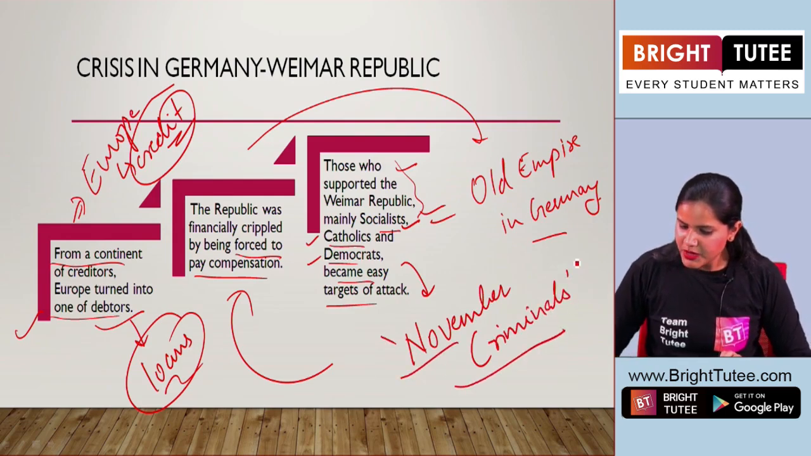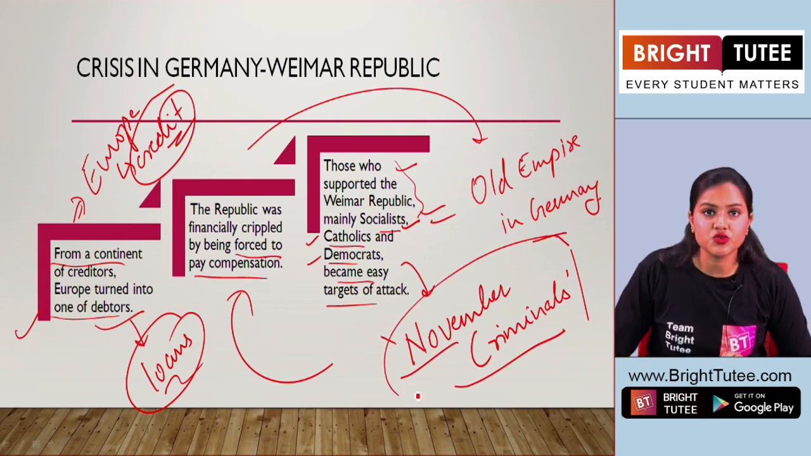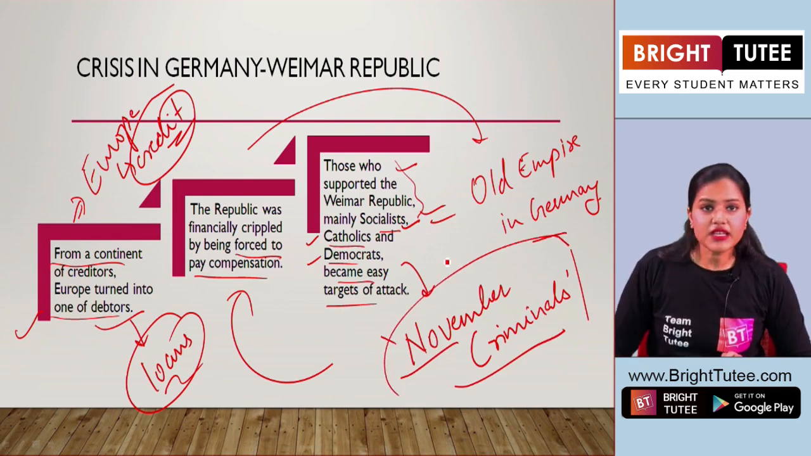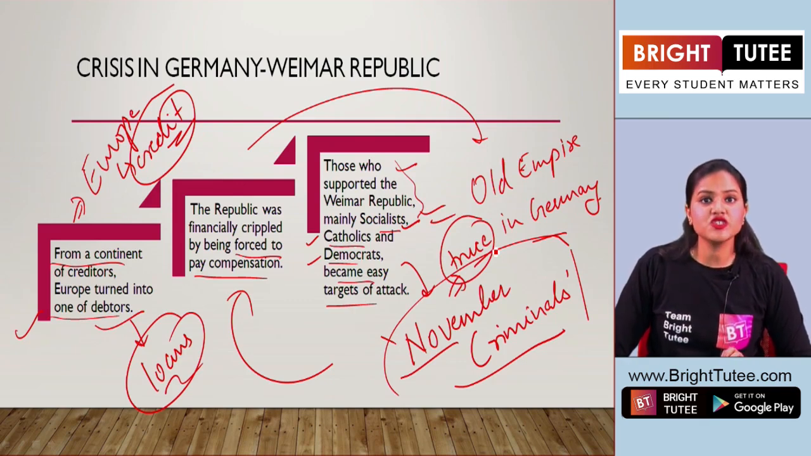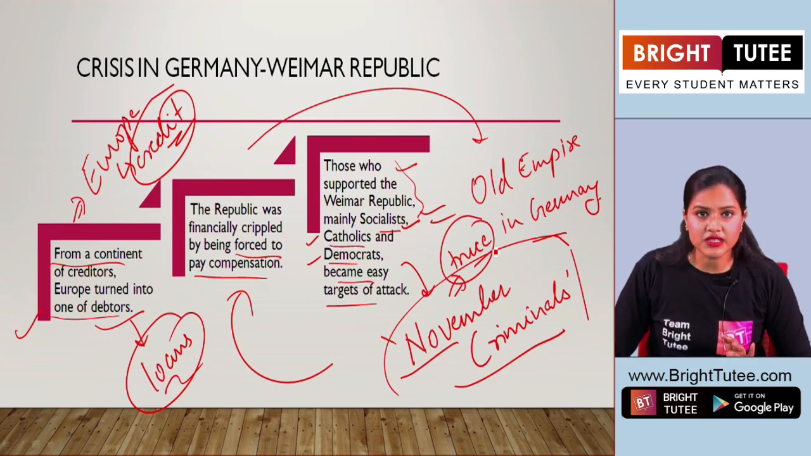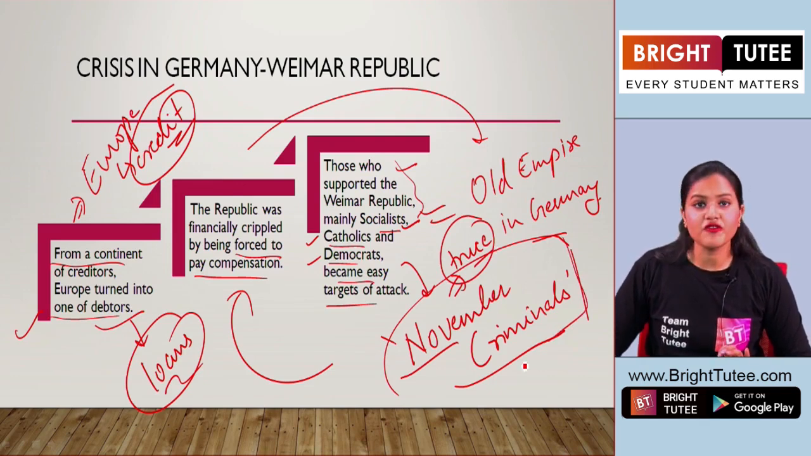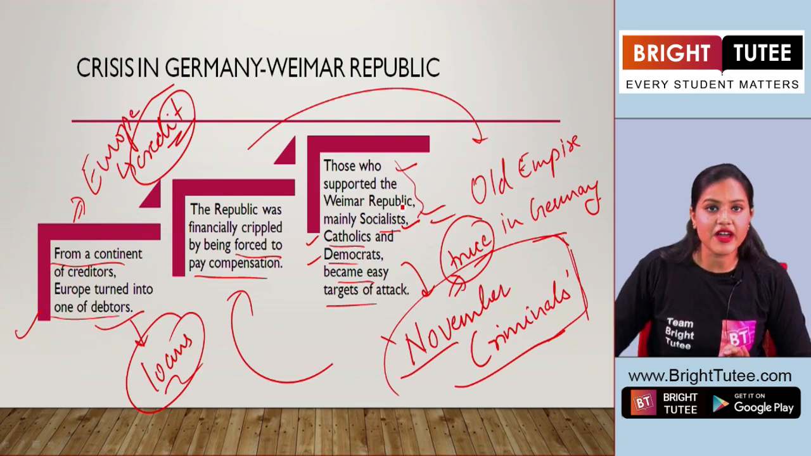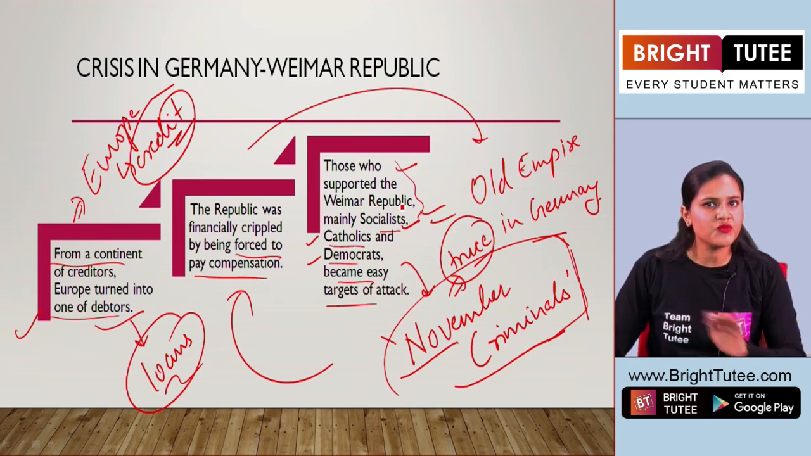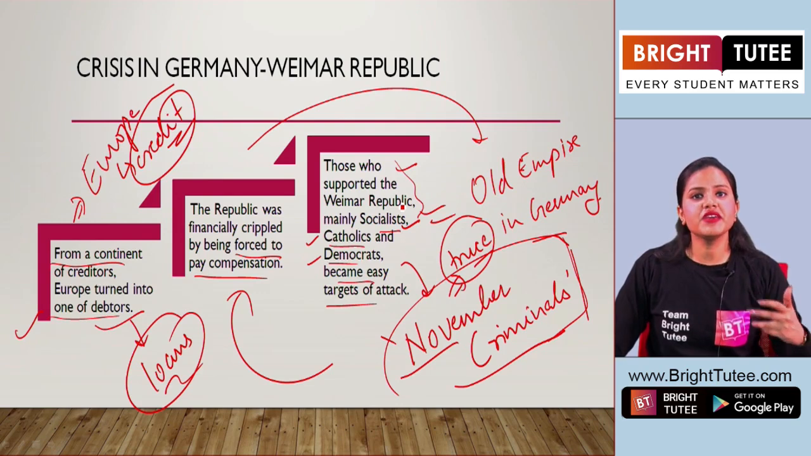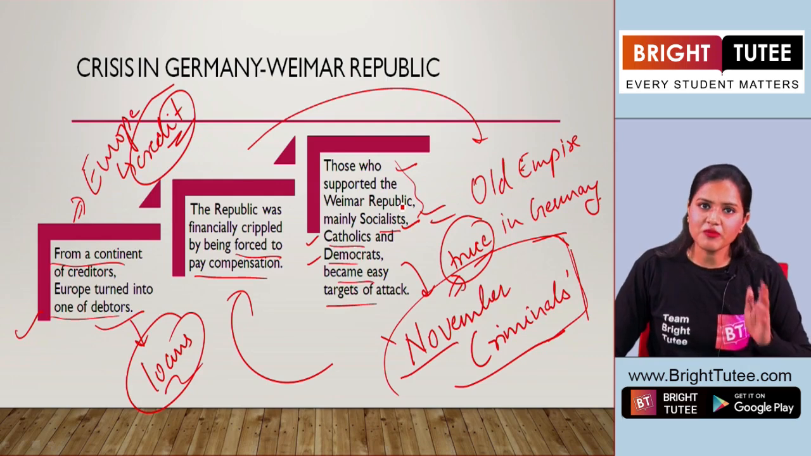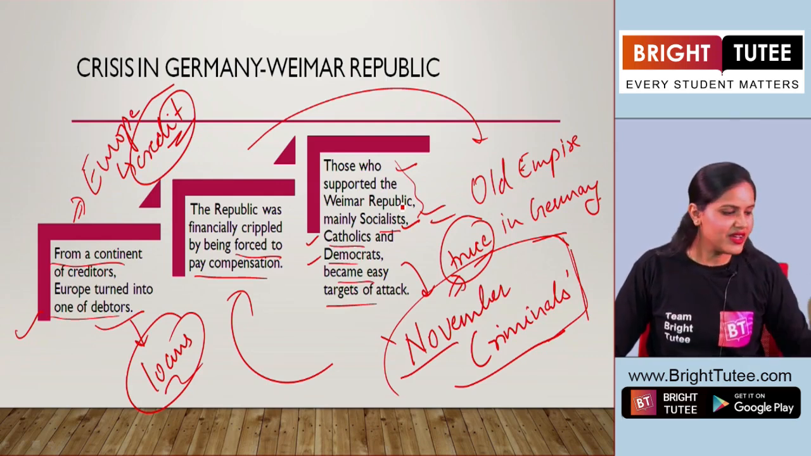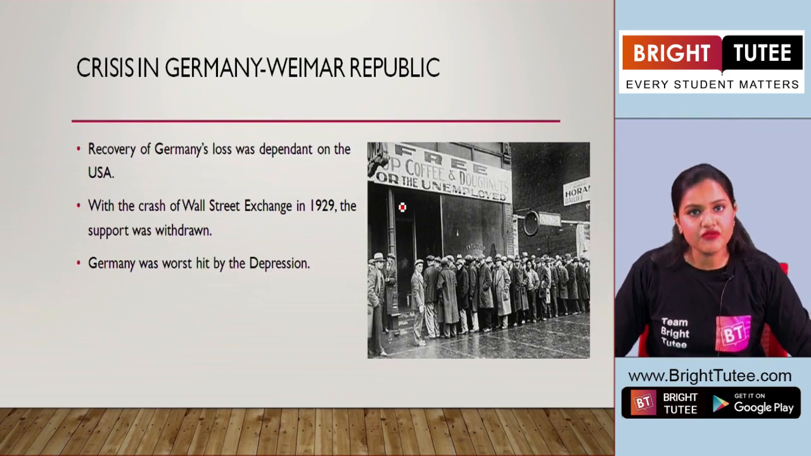Now, why were these people known as the November criminals, students? Because it was in November that the truce was signed. All the German officials involved in signing this truce with the winning powers were now referred to as the November criminals. And they were supporting the Weimar Republic. And people were very much fed up with the whole situation that was happening here in Germany. So definitely someone was to be blamed for this. So the Weimar Republic had to face the brunt of this whole treaty that happened after the First World War.